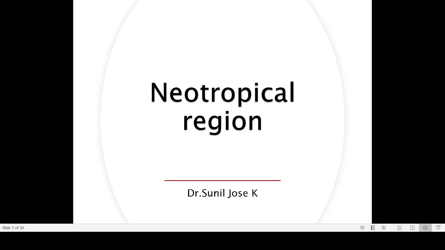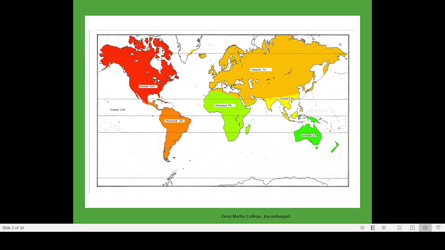Okay, regarding the Neotropical region or Neotropical realm, it means basically the South American region. Here you can find the major regions of the world or major realms of the world. And I think we have studied about Ethiopian realm and also Australian realm. And we have to cover few more realms like Nearctic, Palearctic, Oriental, and today we will be taking the Neotropical realm.